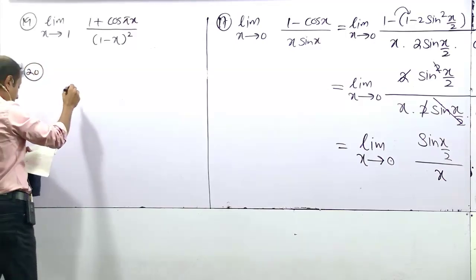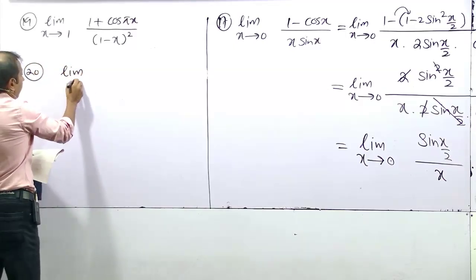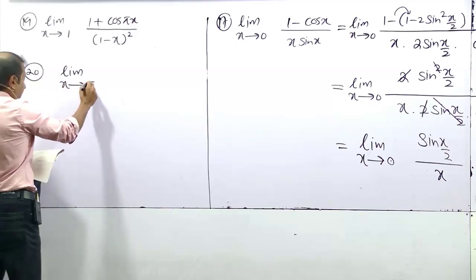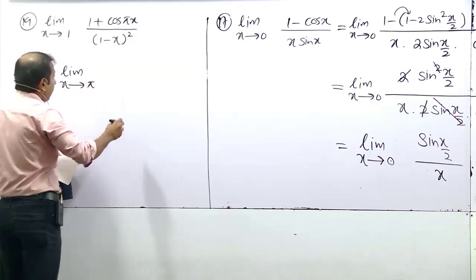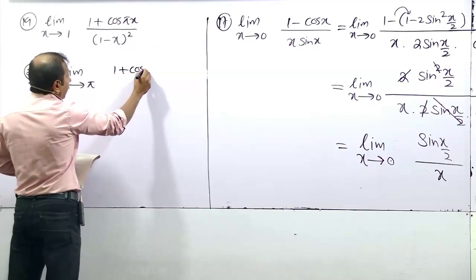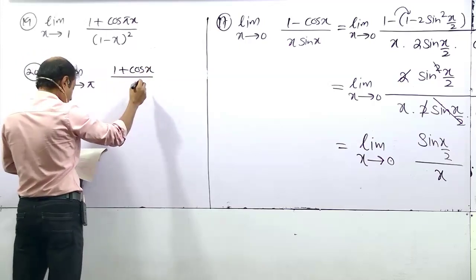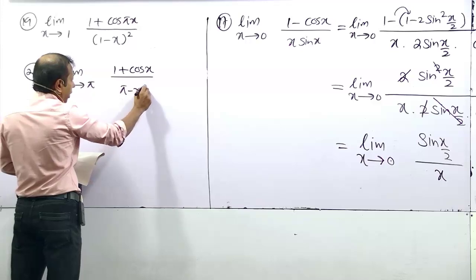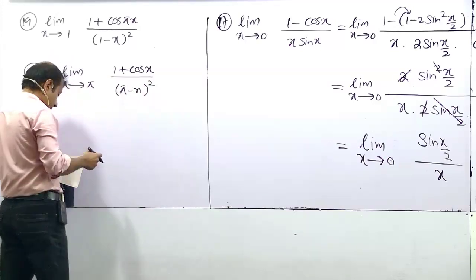20: limit x going to pi of 1 plus cos 6 divided by pi minus x, perfect square.